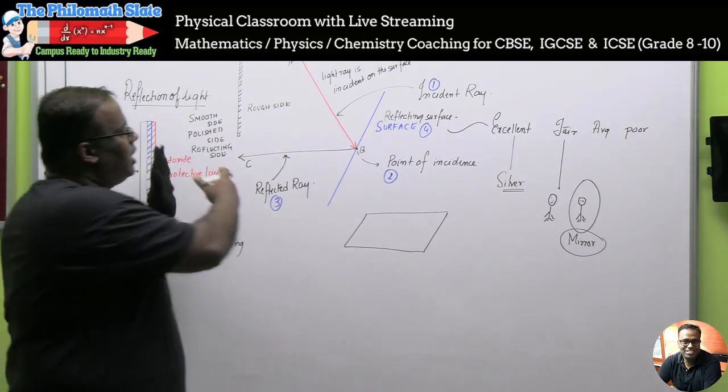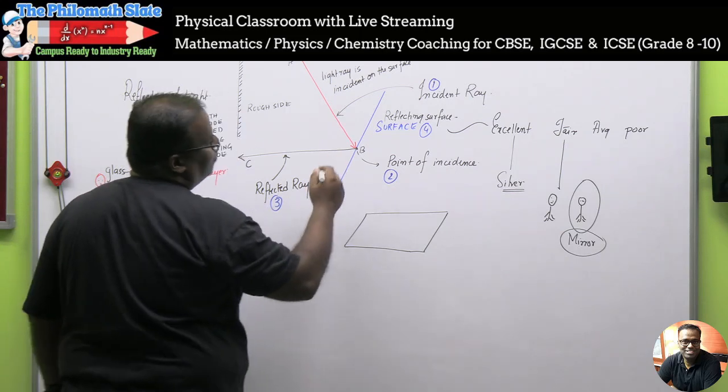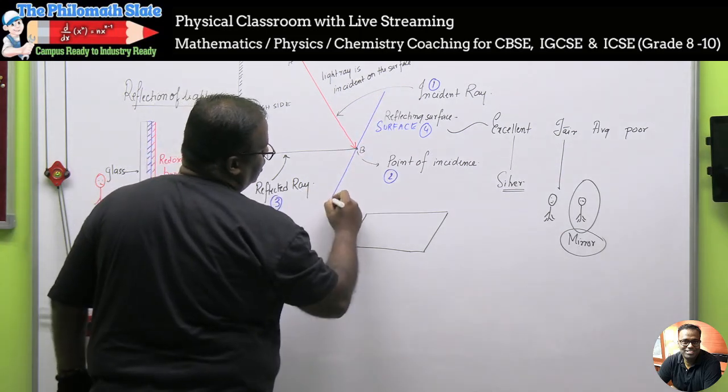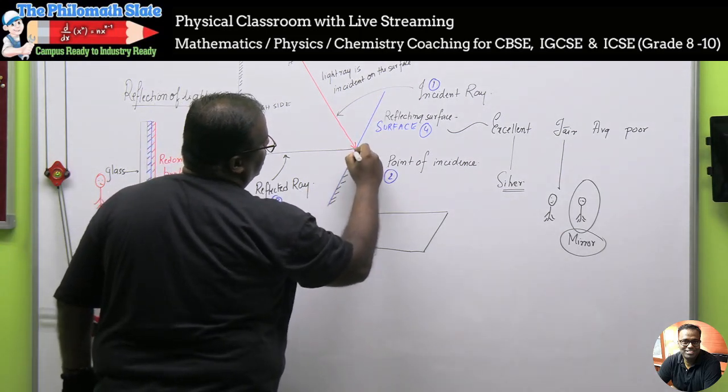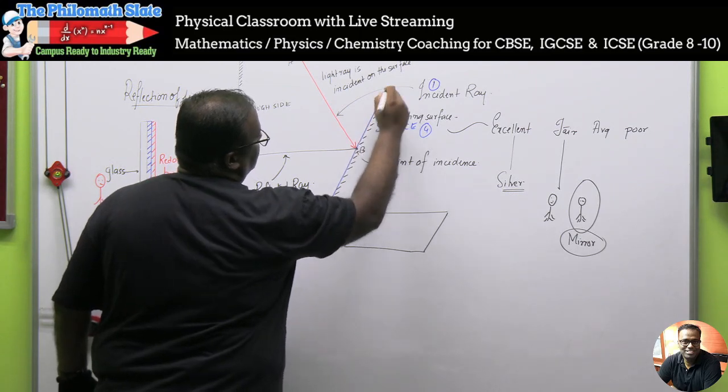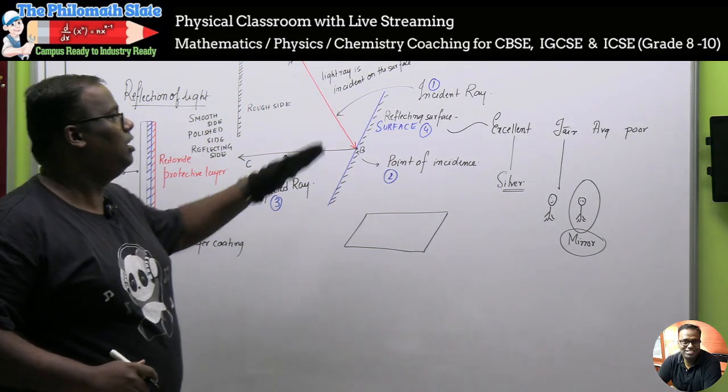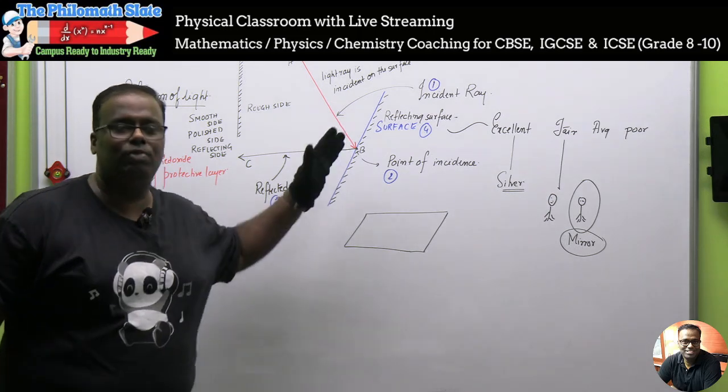So in this diagram, if I now replace this surface with a plane mirror, it will be something like this. So the light ray is striking which side, beta? The smooth side or the polished side or the reflecting side.